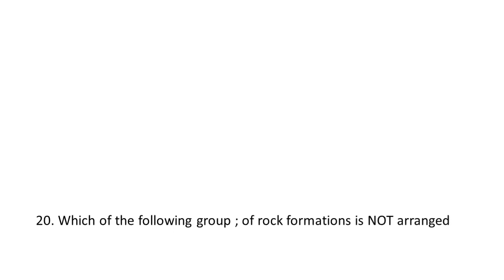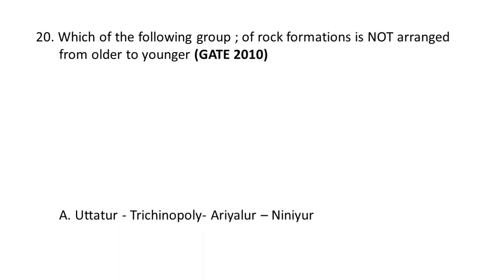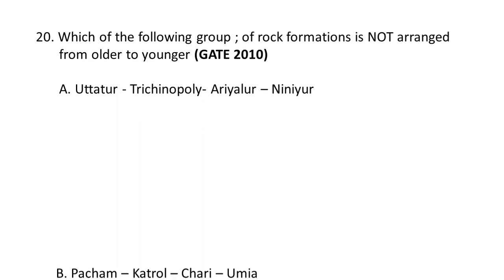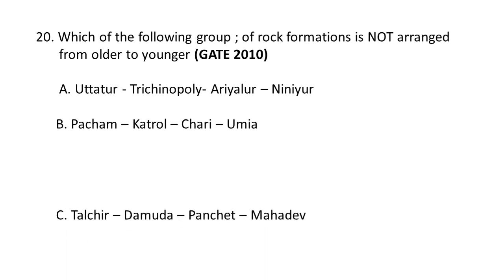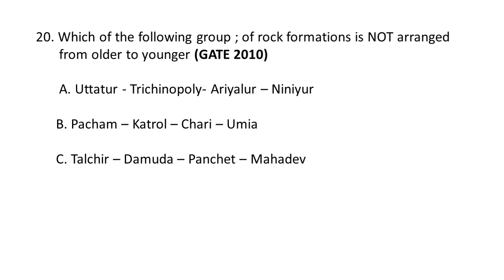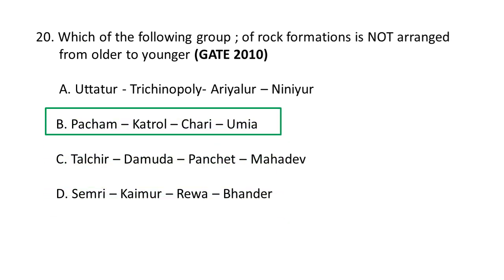Next question. Which of the following group of rock formations is not arranged from older to younger? A, Uttatturu, Tirunachapalli, Ariyaluru, Niniyur. B, Pacham Katrol, Chari, Umiya. C, Talcher, Damuda, Panchat, Mahadev. And D, Sembri, Kaimur, Reva, Bandar. So the correct option is Pacham, Katrol, Chari, Umiya, because the correct sequence is Pacham, Chari, Katrol, Umiya. So here the group which is not arranged from older to younger is B.